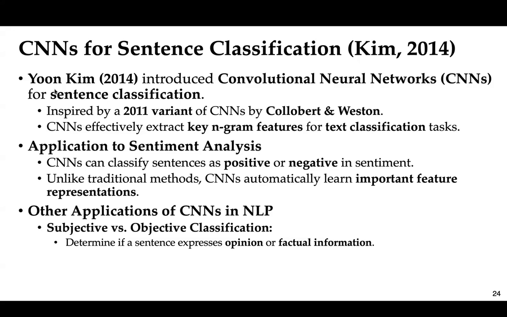The idea is very simple. It is by Yoon Kim et al. It introduced convolutional neural networks for sentence classification, sentiment, inspired by other variants by Collobert and Weston. CNNs effectively extract key n-grams, the way that we described earlier. Applications are for sentence analysis, so you can classify a sentence into positive or negative. Unlike traditional methods, CNN automatically learns important features using the techniques that we mentioned earlier. Another application is subjective versus objective classification for a given text, determining if a sentence expresses an opinion or some factual information.